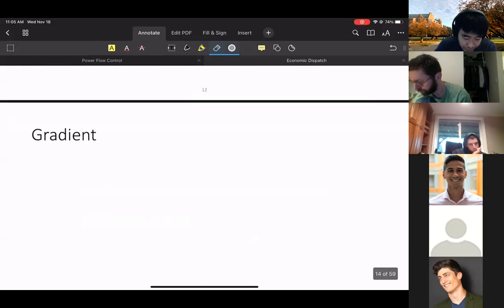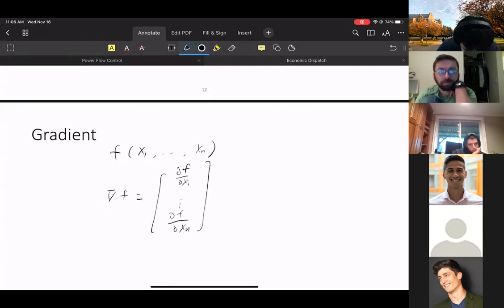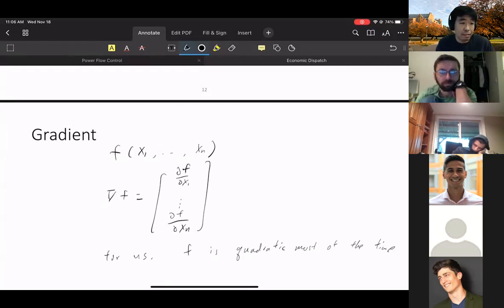To do that, we need to think about calculus and gradients, and do a little review of multidimensional calculus, which is not terribly hard. Since we'll be dealing with quadratic functions, the gradient is not terribly hard. The gradient of this function is a vector that has all the partial derivatives. For this class, f is quadratic most of the time, so the partial derivative is a simple thing to do. So this is our gradient.